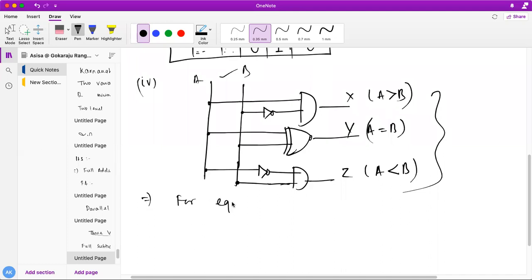For the equality condition, what we know is that if A equals B, which gate gives the output? A XNOR B gives the output. For the equality condition, A XNOR B holds. Am I correct, students?